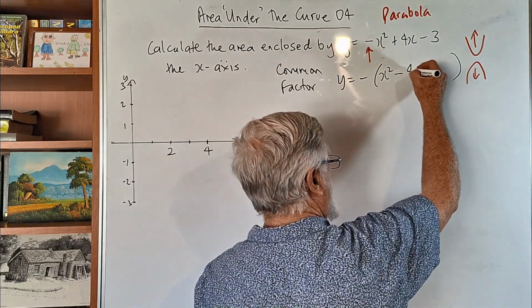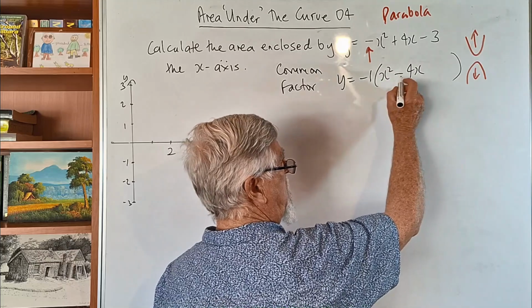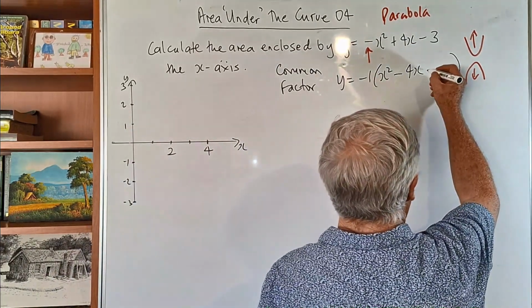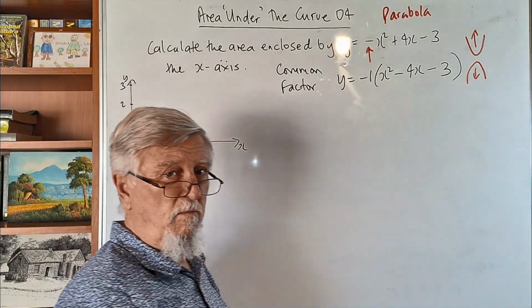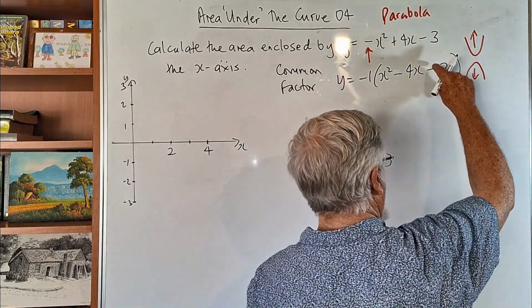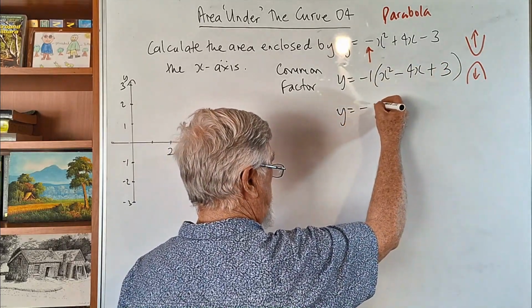If I had a minus 4x, and I could put a 1 there, minus 1 times minus 4x is plus 4x. Now the big one, minus 1, I'm going to just put minus 3 there. Minus 1 times minus 3 would be plus 3. So it can't be minus, it has to be a plus. Now hopefully most of you can factorise what's left in here.